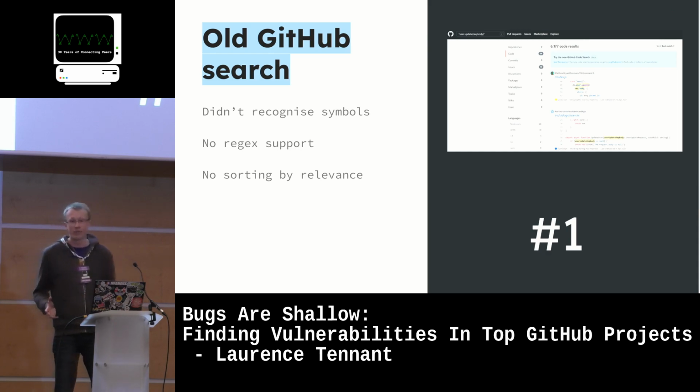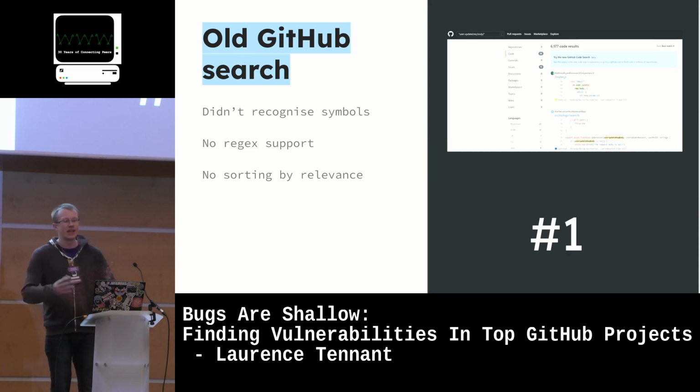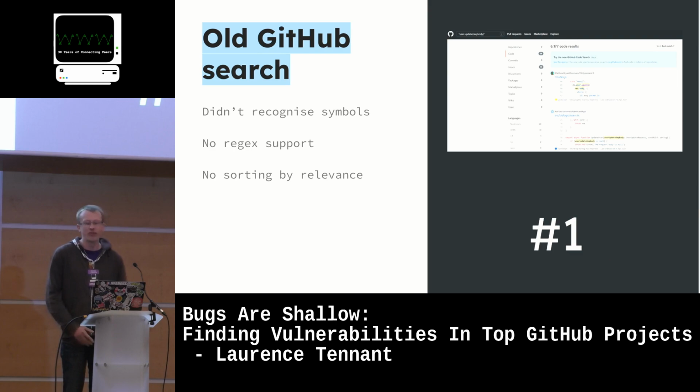It didn't recognize symbols. So if you searched for code, it wouldn't understand dots or brackets or equal signs or anything. It was just a keywords-based search. It didn't have any kind of regular expression support. And worst of all, probably, there's no sorting by relevance. So on GitHub, you have millions and millions of boilerplate repos, forks, just my first project, that kind of thing. And you don't want to be searching through thousands of those when trying to find security vulnerabilities that are actually against active and fairly big projects.